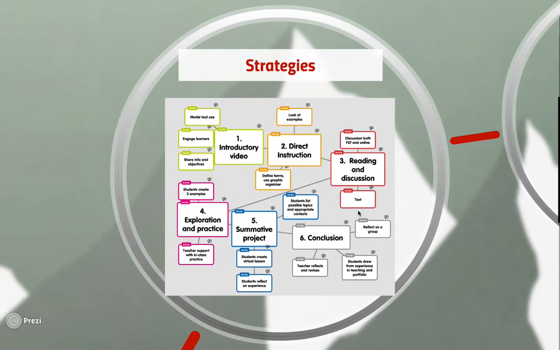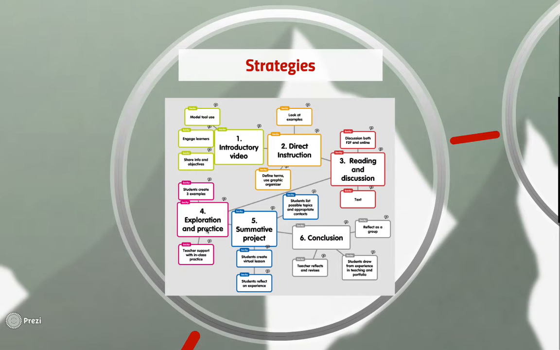The strategies that I'm using to help my students are, I will start with an introductory video. This should be engaging and also models the kind of thing that I want them to do with their students. I will do some direct instruction about the different types of environments, and we will all read a book and discuss what we've learned from it together.